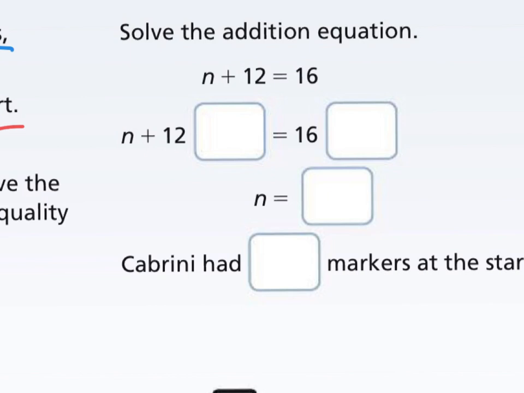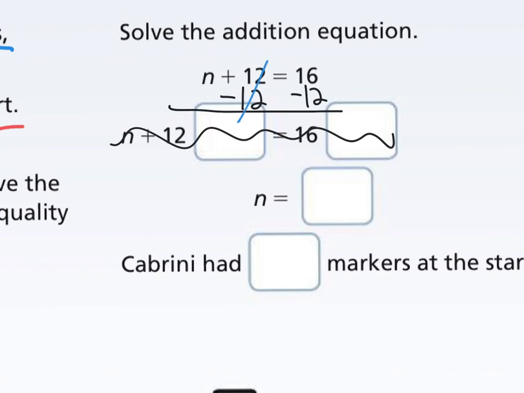So if we're trying to figure out what n is equal to, we can see on the side with the n they're adding 12, which means we need to subtract 12. And again, if you want to just write it underneath instead of rewriting the whole problem, you can. 12 minus 12 is 0, so that cancels out, leaves us just with an n. And then 16 minus 12 is 4. So n equals 4, which means she had 4 markers at the start.